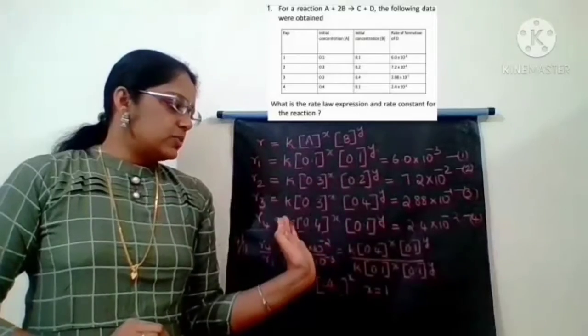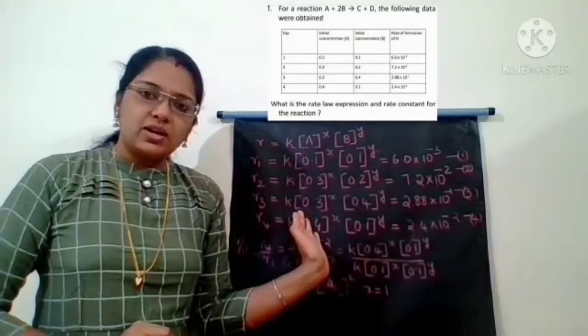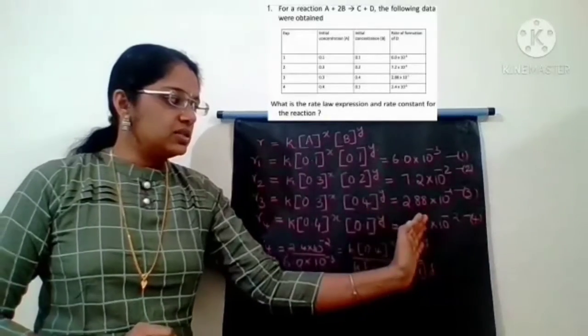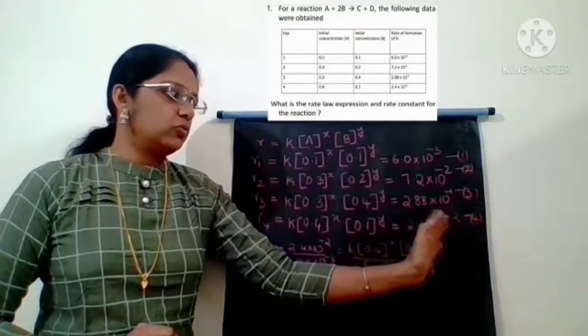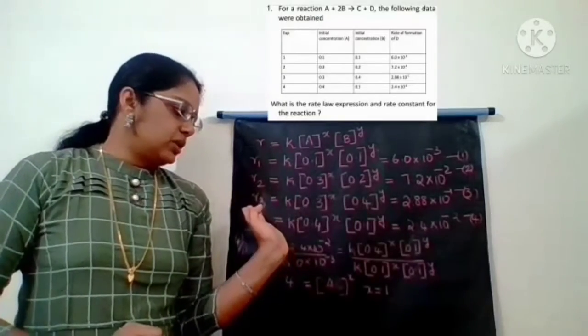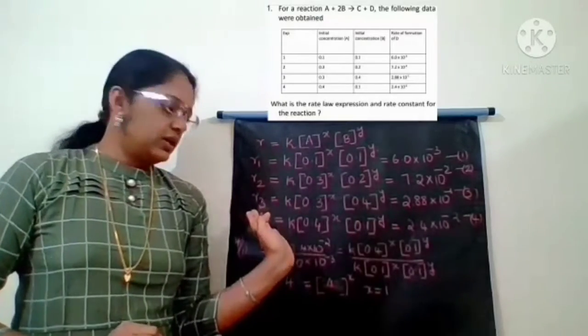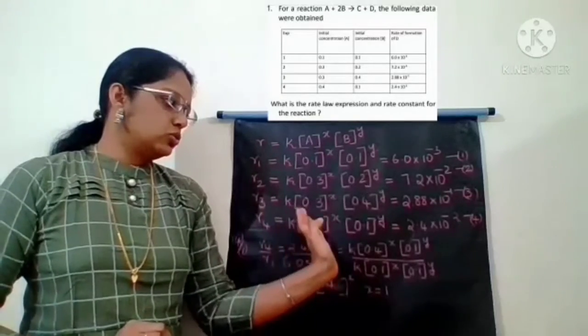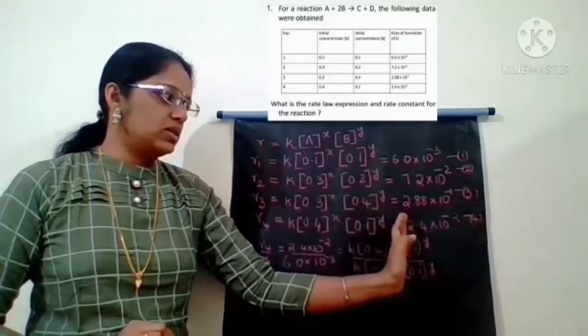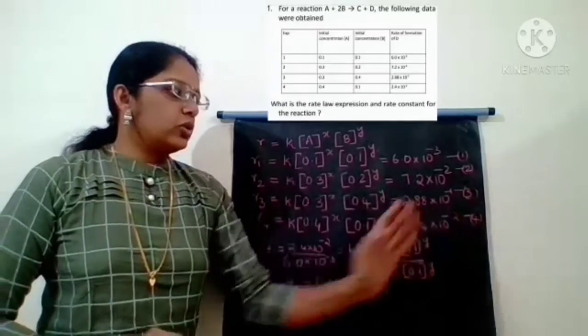Again, coming to the fourth experiment, here the concentration of A is taken as 0.4 and the concentration of B is taken as 0.1, and the rate is found to be 2.4 into 10 raised to minus 2. Again, the rate law expression can be written for the fourth experiment as R4 is equal to K into 0.4 raised to X into 0.1 raised to Y is equal to 2.4 into 10 raised to minus 2.